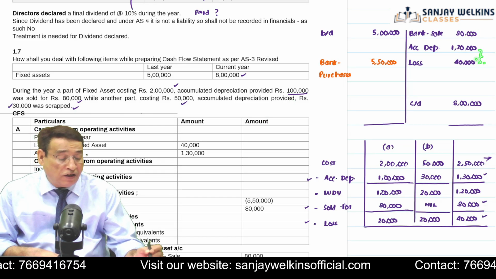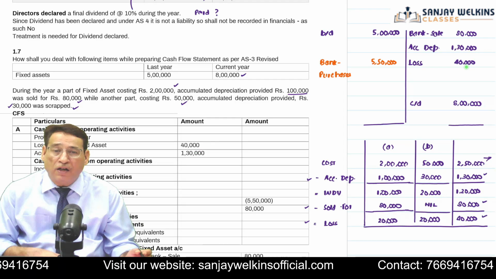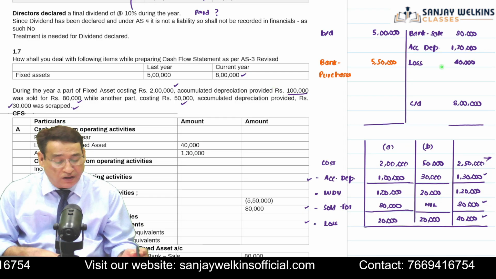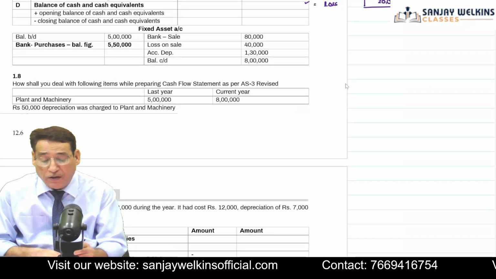And accumulated depreciation and loss, I need not tell you, will find place under cash generated from operating activity. Is it clear to you or not? So this is how you will have to do the treatment of this one.